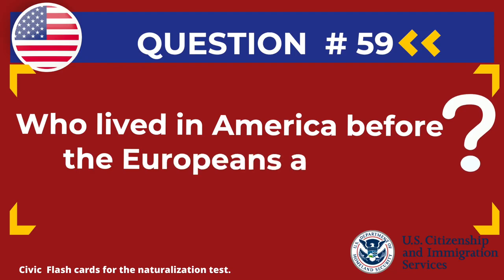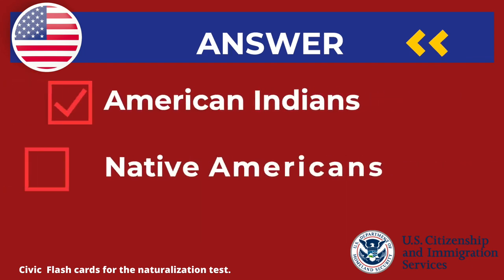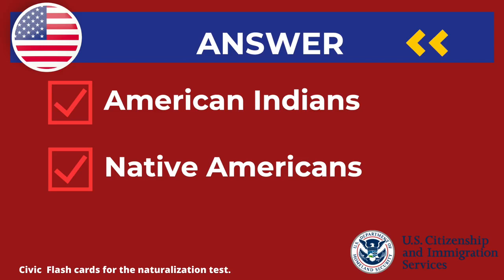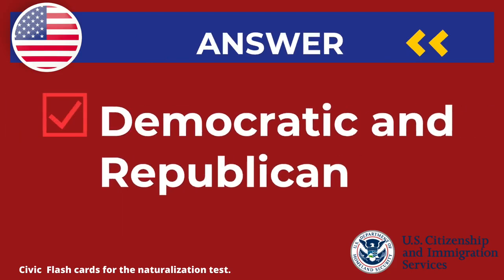Who lived in America before the Europeans arrived? American Indians. Native Americans. What are the two major political parties in the United States? Democratic and Republican.